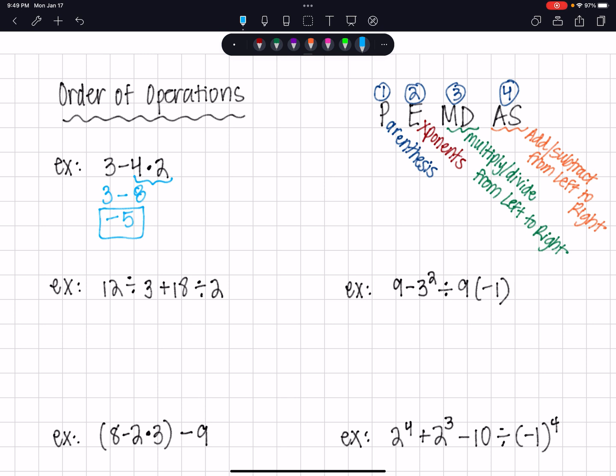It says multiply, divide from left to right. So I have 12 divided by 3, that's 4. So I have 4 plus 18 divided by 2. And as I read this, I'm still looking for multiplication, division from left to right. 4 plus 18 divided by 2. Well, 18 divided by 2 is 9. So I have 4 plus 9, and 4 plus 9 is 13.